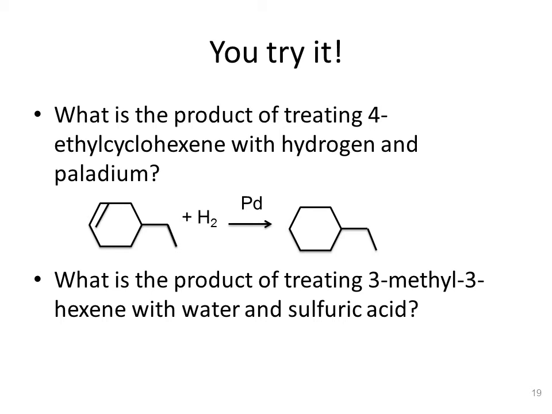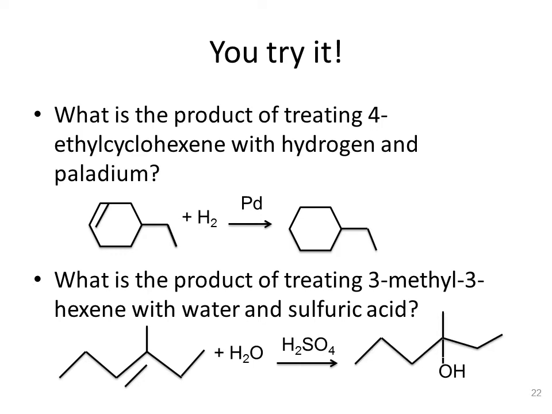What is the product of treating 3-methyl-3-hexene with water and sulfuric acid? The first thing that you need to do is draw the 3-methyl-3-hexene. After drawing 3-methyl-3-hexene, you need to then write down water and sulfuric acid as your condition, and then you're going to draw the product.